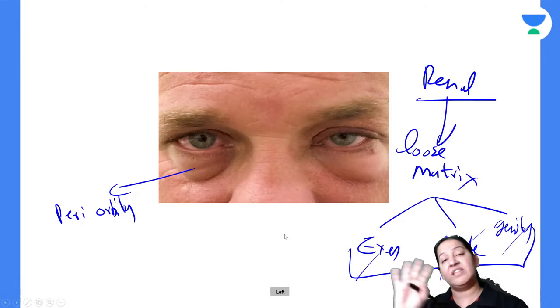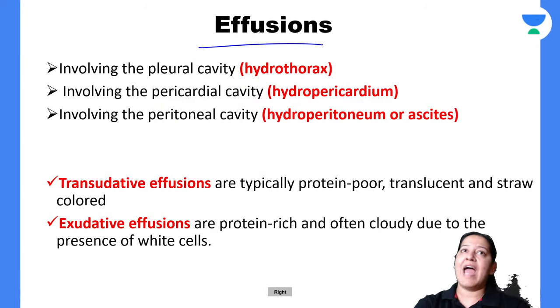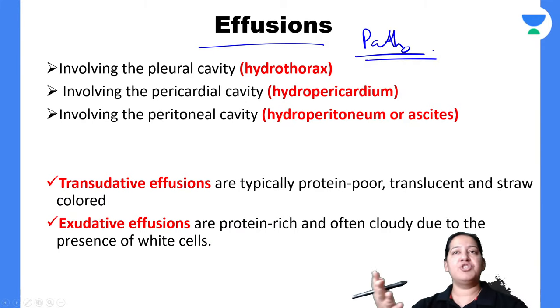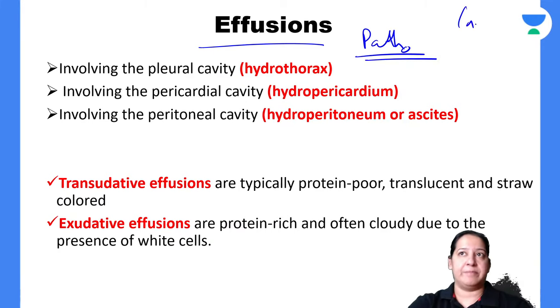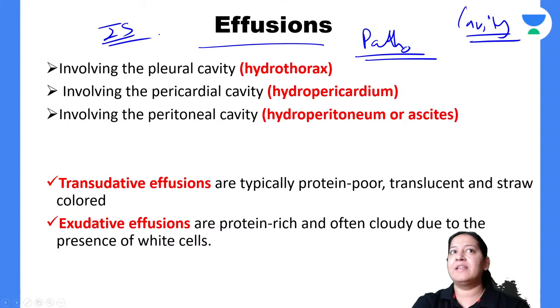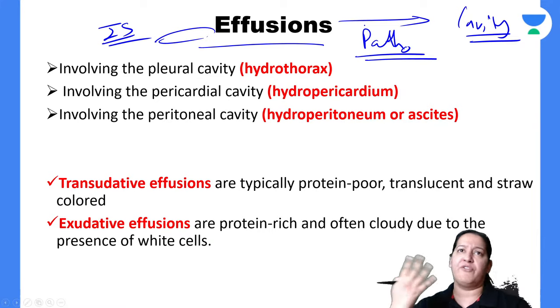So we are done with edemas. The pathophysiology of the edema, the types of the edema, right? Effusions have the same pathophysiology, the same pathogenesis. So effusion is collection of fluid in a cavity. Edema is collection of fluid in interstitial space. That is the only difference, the definition is different.